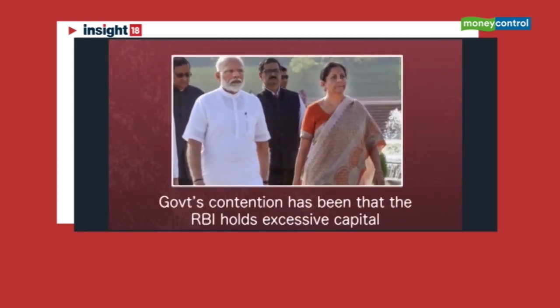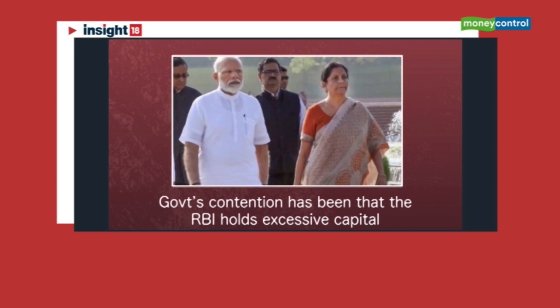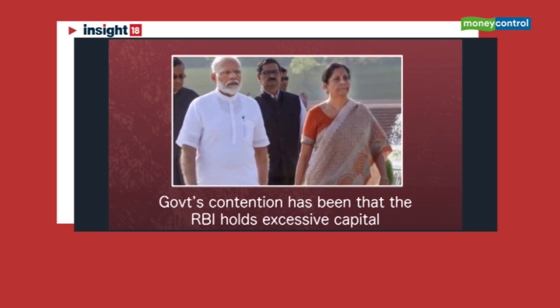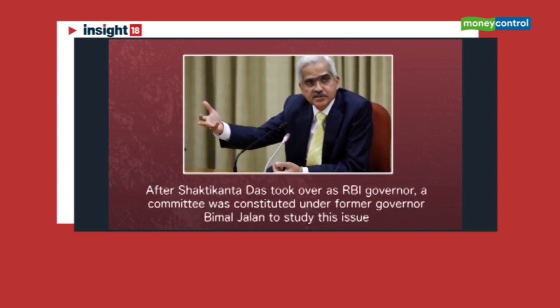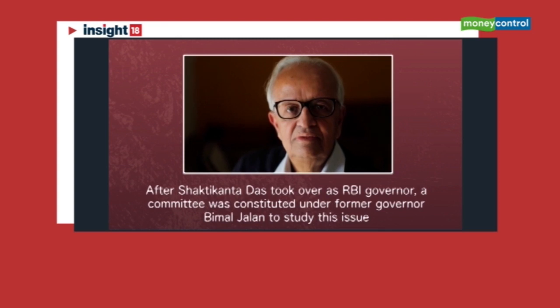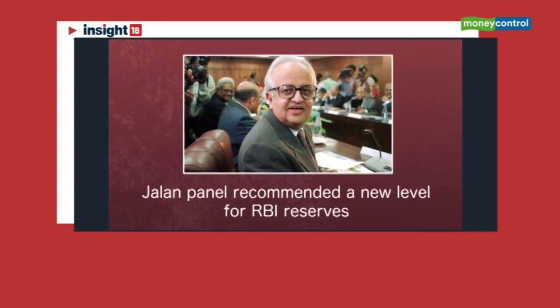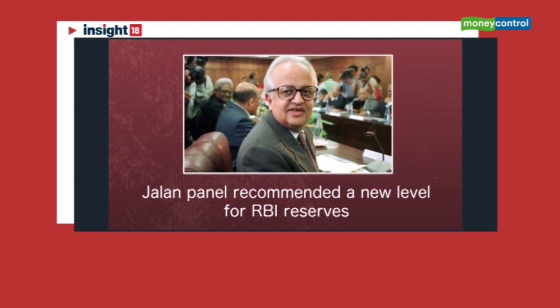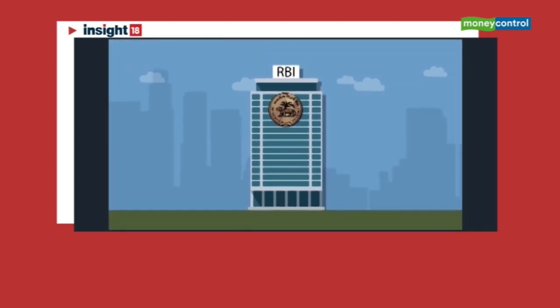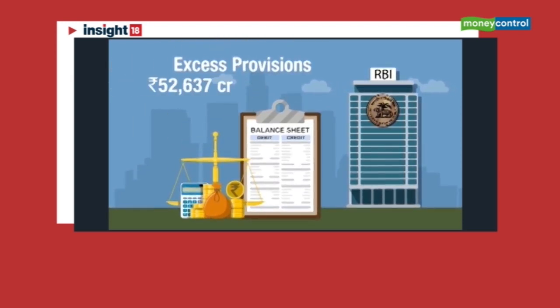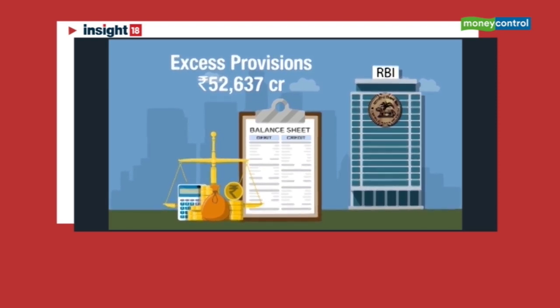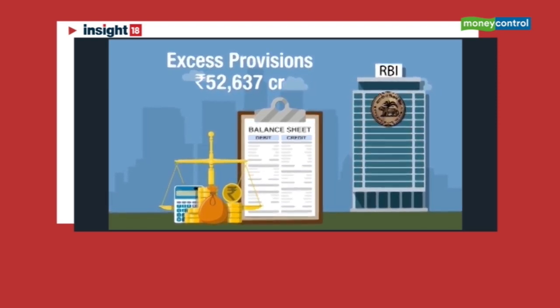It has been the government's contention that the RBI holds excessive capital, that it need not hold so much money in its reserve. After the new Governor Shaktikanta Das took over, he constituted a committee under former Governor Bimal Jalan to study this issue. The Jalan panel has recommended a level for central bank reserves, keeping in mind RBI's public policy role and the risks it manages. On applying the level to this year's balance sheet, it was found that RBI carried excess provisions of 52,637 crore rupees, which has then been transferred to the government.